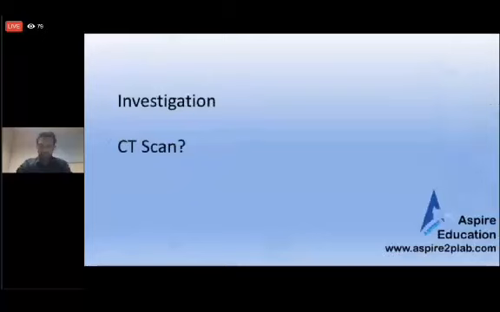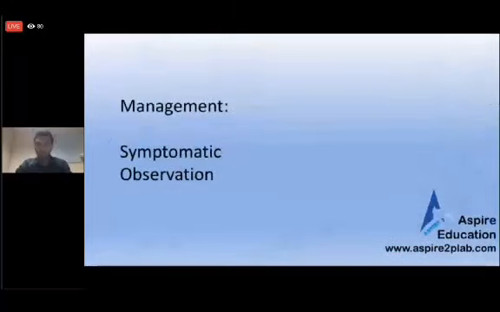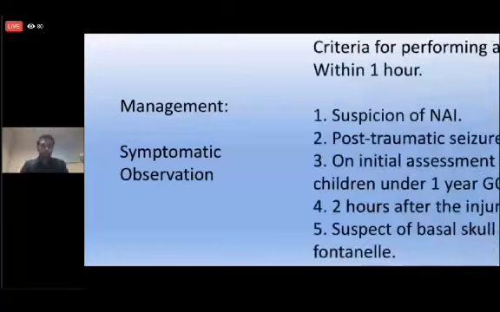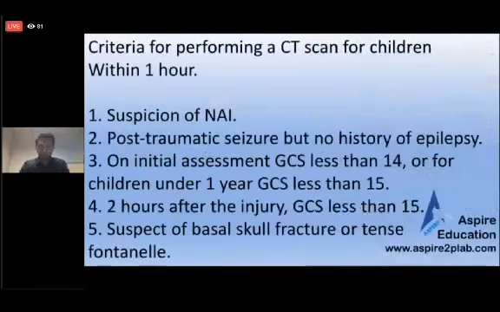For investigation, CT scan, as we just discussed, the management is just symptomatic and observation. So if the child doesn't have any symptoms, you don't do anything for now, and just observe the child. The criteria for CT scan within 1 hour would be suspicion for NAI. So if you get any kind of suspicion of NAI, you do a CT scan.